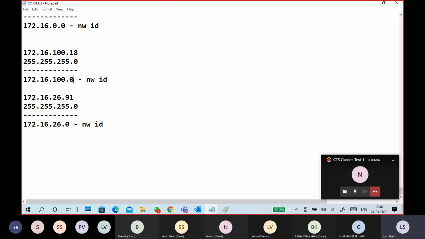Guys, understand this concept. The network ID is changed because I changed my subnet mask. Not only that, there is one more thing: the size of the network is also different. The size of the network is also changed by my subnet mask.